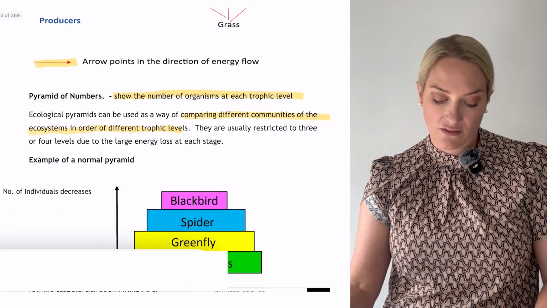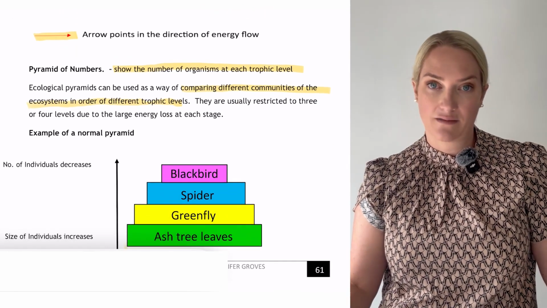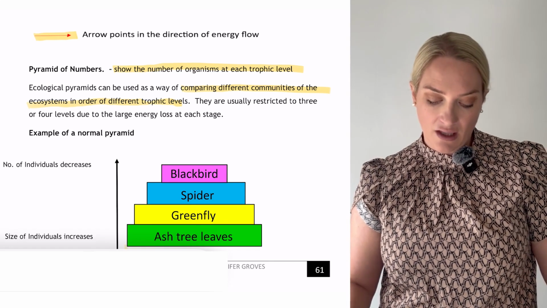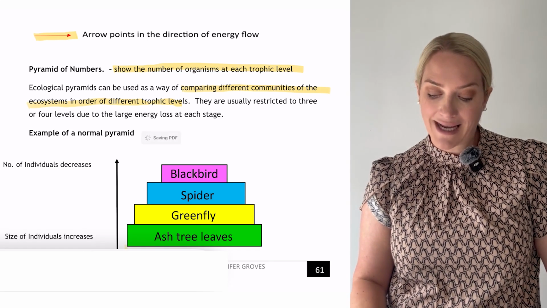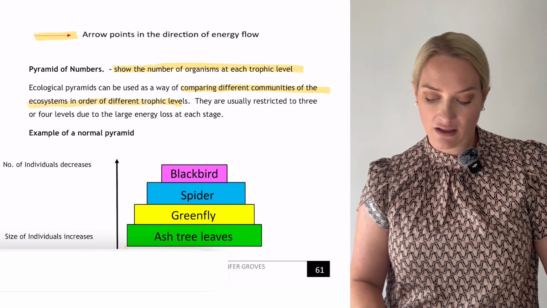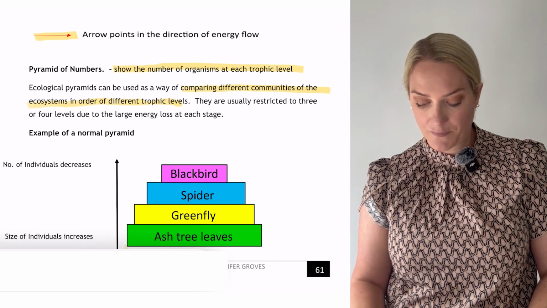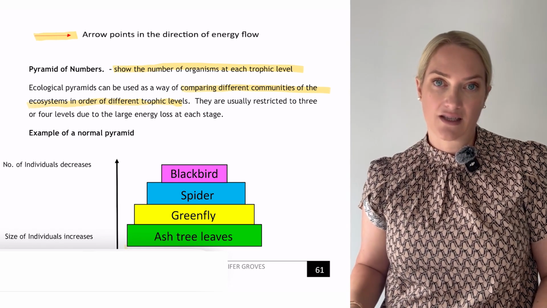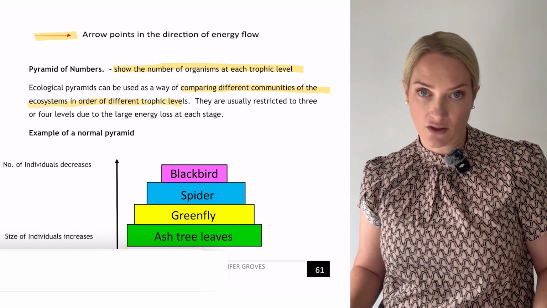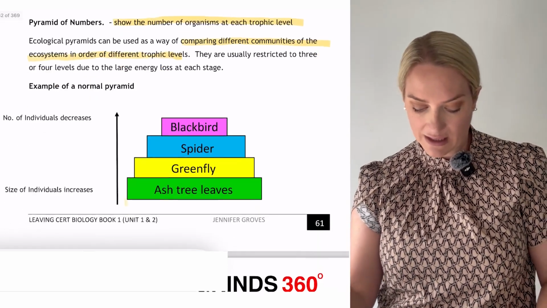This brings us on to pyramid of numbers. And what's a pyramid of numbers? It shows the number of organisms at each trophic level. Ecological pyramids can be used as a way of comparing different communities or ecosystems at different trophic levels. That's their purpose. They are usually restricted to 3 or 4 levels, and that's again due to the large amount of energy lost. So we know that 90% of the energy is lost, only 10% is passed on.